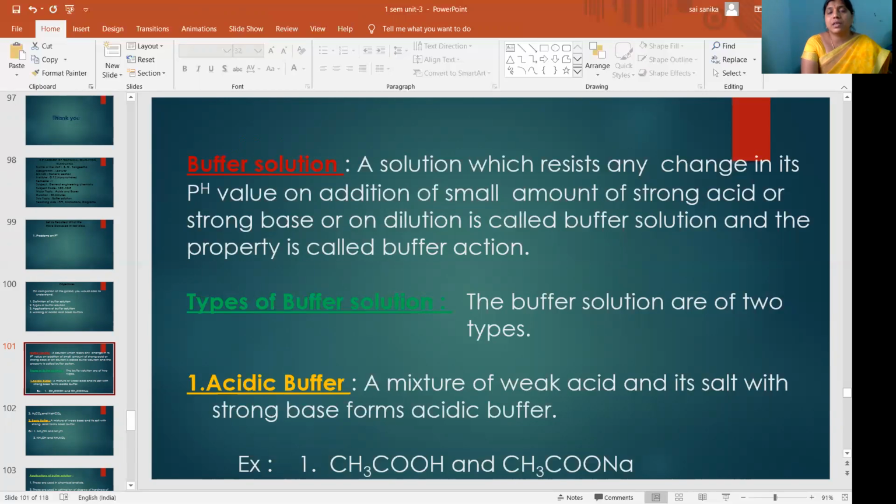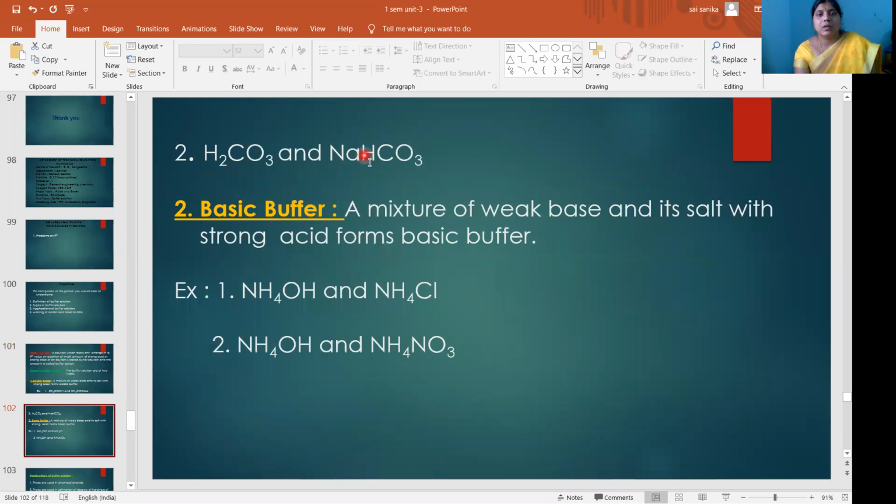Buffer solutions are of two types, acidic and basic buffer. An acidic buffer is a mixture of a weak acid and its salt with a strong base. Examples are CH3COOH and CH3COONa, and also carbonic acid and sodium bicarbonate. A basic buffer is a mixture of a weak base and its salt with a strong acid: NH4OH and NH4Cl, NH4OH and NH4NO3.